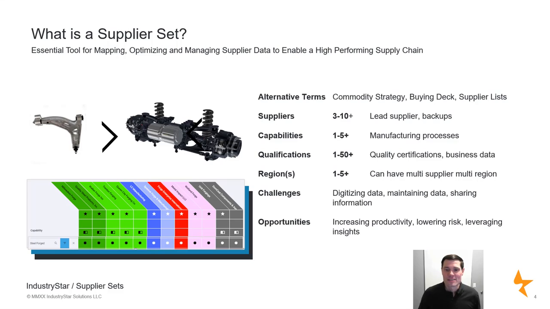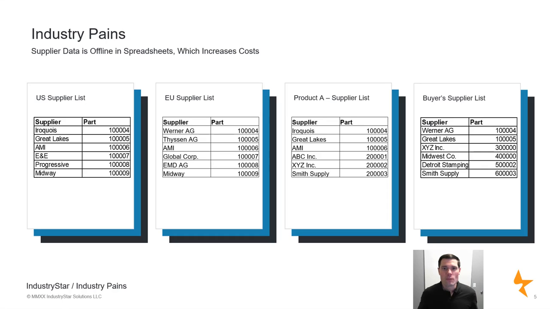Users of supplier sets are supply chain professionals and cross-functional team members like designers and engineers. Challenges to supplier sets include digitizing data, maintaining data, and sharing information, while opportunities abound, including productivity increases, less risk, and useful insights. Unfortunately, there are several common industry pains that hold our teams back from achieving optimal supply chain results.